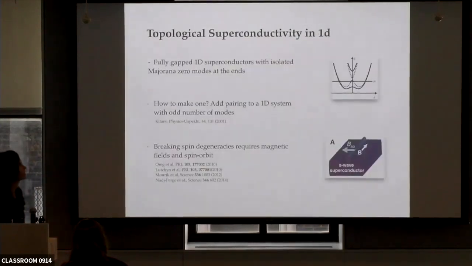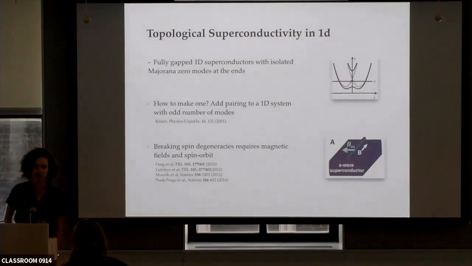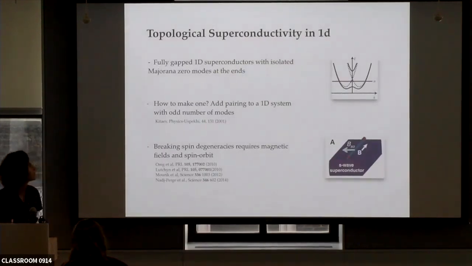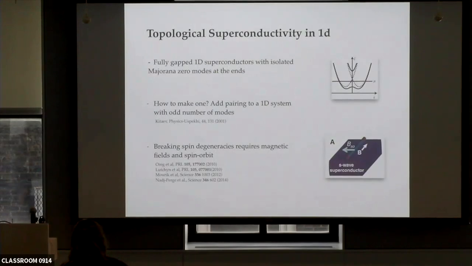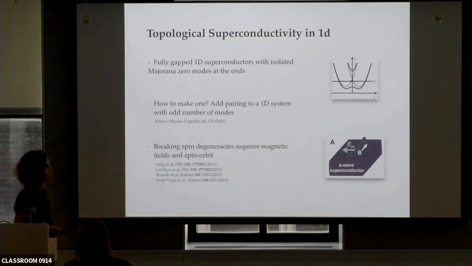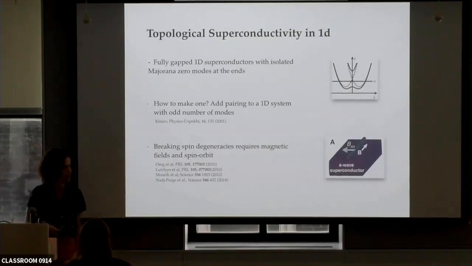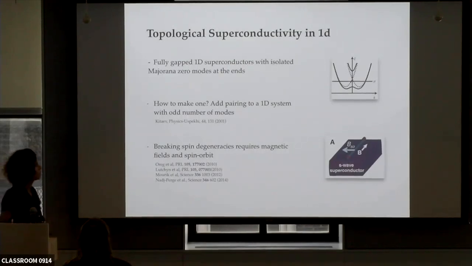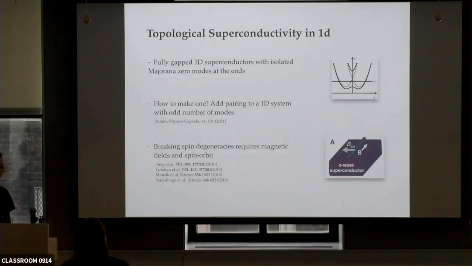Okay, so how does this relate to topological superconductivity? Let me just remind you what the conditions are to get a topological superconductor in 1D. What you want is a fully gapped 1D superconductor that supports isolated Majorana zero modes at the ends. Okay? And in order to make one, what you want is to add pairing, s-wave pairing, that's the way to engineer it, to a 1D system that has an odd number of modes. This is basically the Kitaev criterion.